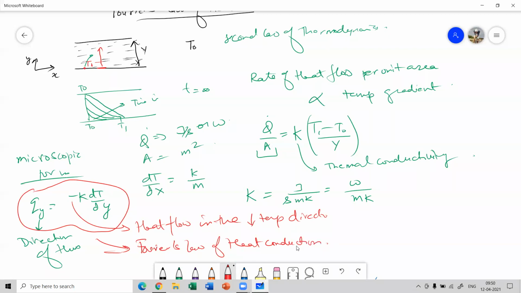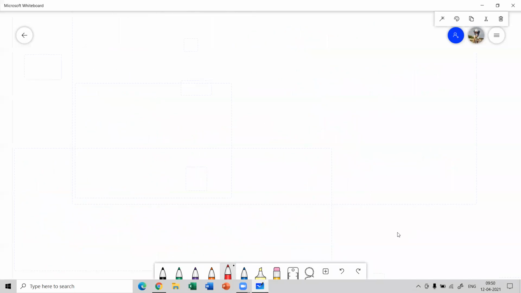Further, let's again consider two large parallel plates of cross-sectional area A, and let's say the lower plate, that is this part, is coated with the material A.